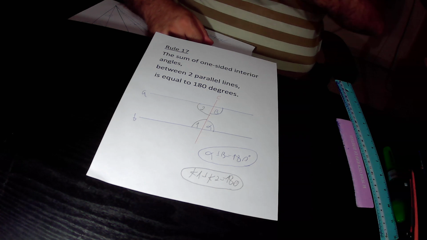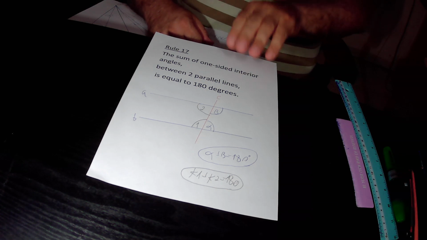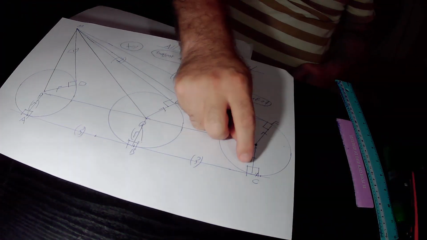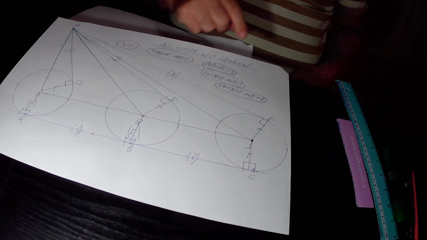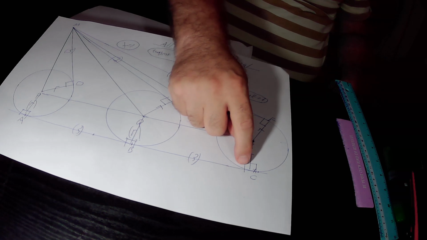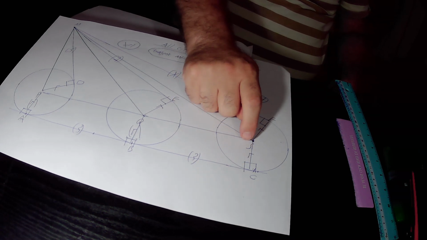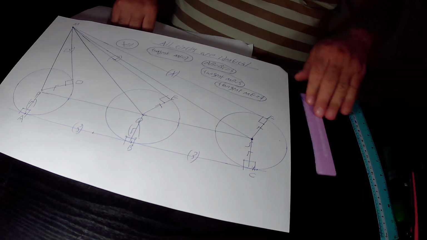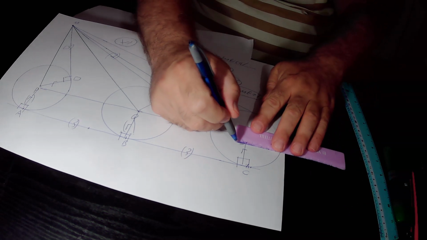So we can actually implement rule 17 in our drawing. Why? Because in our drawing, those two angles are defined as one-sided interior angles, and according to rule 17, the sum of those two angles must be equal to 180 degrees. So 90 degrees plus the size of this missing angle, in total, must be equal to 180 degrees, and therefore this missing angle must be equal to 90 degrees in its size.